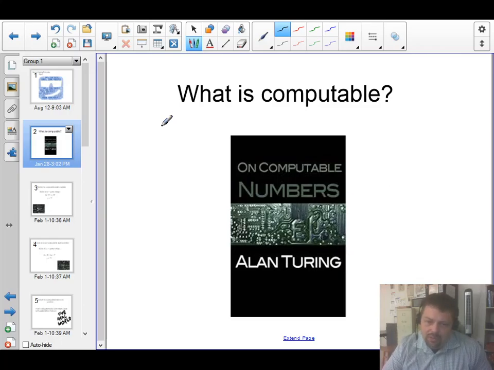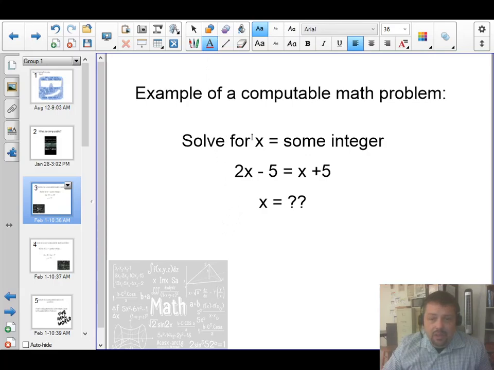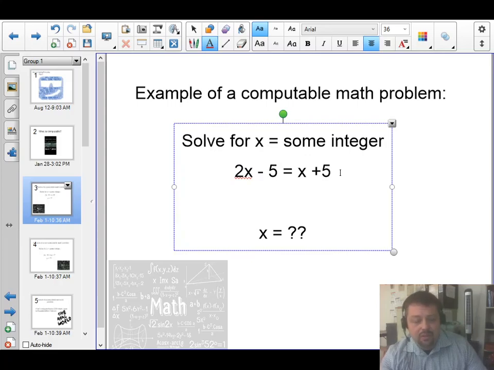So I've got a few simple examples that'll help us begin to understand computability, but the most challenging computable problems are way beyond the scope of this lecture, and are tackled by some of the greatest minds of our time. But here's an example of a computable math problem, one we can solve with steps. We want to solve for x equals some integer, and here's our relationship. So let's think about how we could solve this by steps.